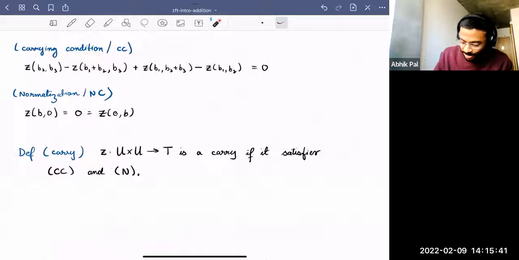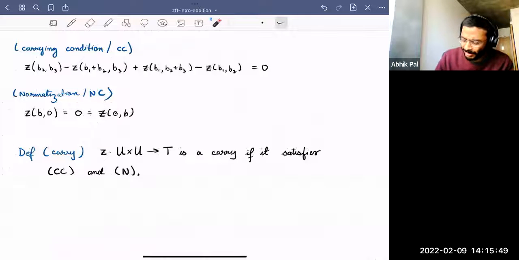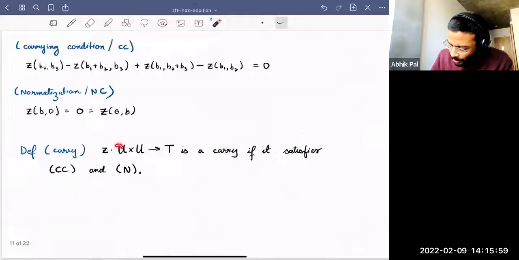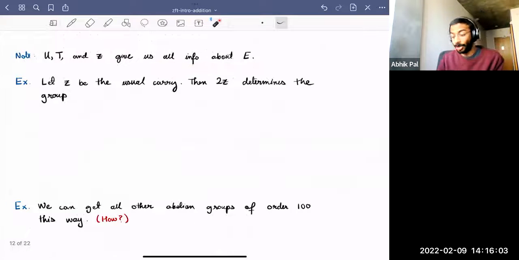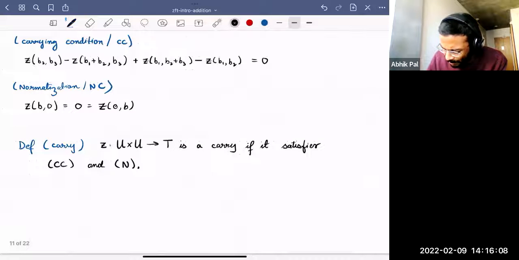And then, on just these two very minimal restrictions, I would define a carry to be any function that satisfies these two things. Recall that I do not care if it's a homomorphism or not. I just want this to be any random function that satisfies these two conditions. And really, these two groups, together with my carry function, completely give us all information about E. In fact, there are many carry functions.